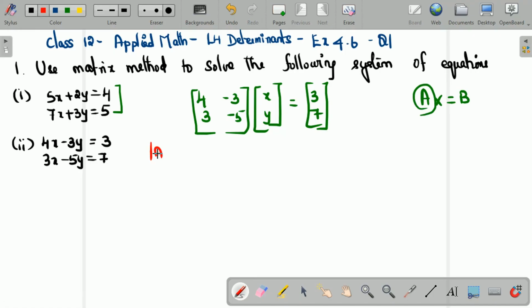The first step is the determinant. So the determinant of A is going to be minus 20, minus of minus 9 is plus 9, which is equal to minus 11. Now let's compute the A inverse.